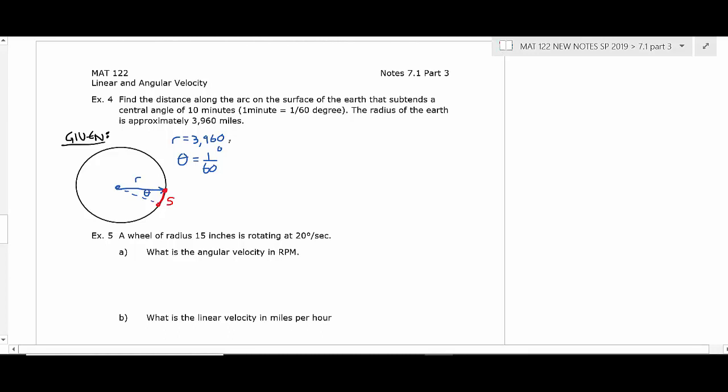So what formula do you use? I've given you r and theta. So what do you use? You use S equals r times theta. And again, theta has to be in radians when you put this together. I could have shown this in an earlier part of the section if I wanted to. So let's do that. Theta is 1/60th of a degree. Remember, the correct way to change degrees to radians is to multiply by pi over 180.